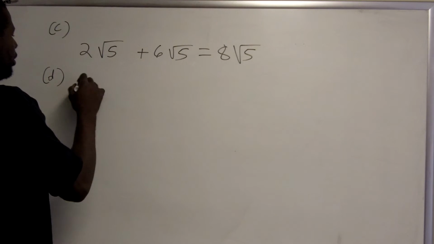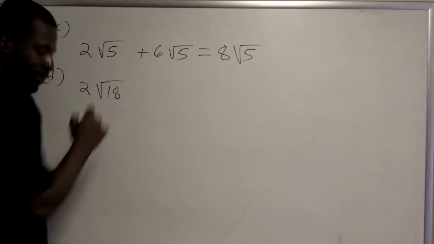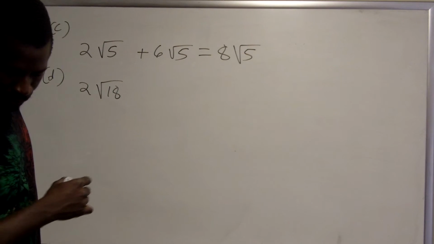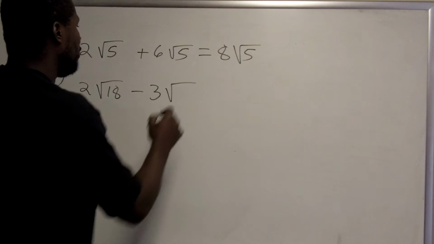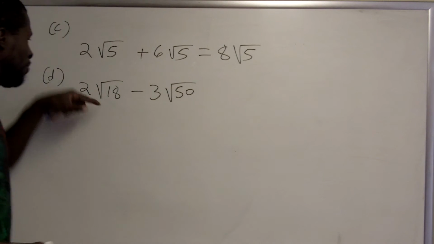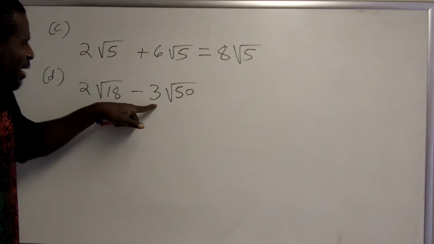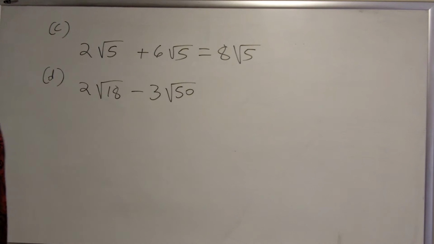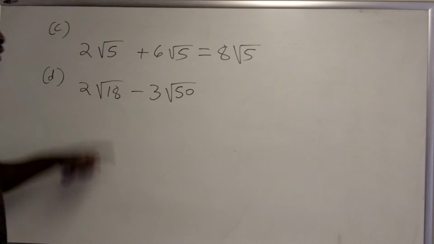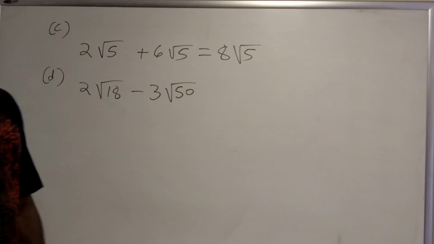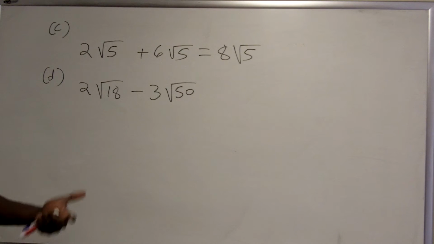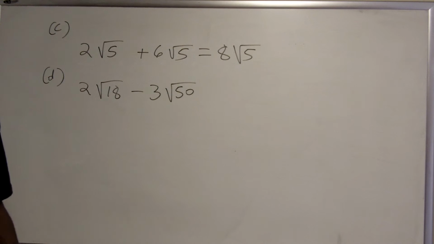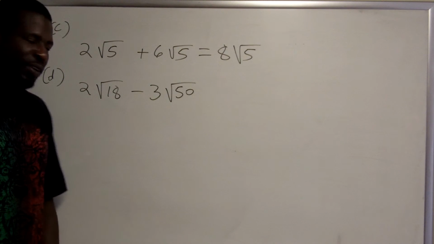Let's try 2 square roots of 18 minus 3 square roots of 50. Now we have 2 of these things and negative 3 of something that's completely different. So I can't do the same thing that I did up here, say, hey, I have 8 of those. I first would have to simplify each of these radicals to see if they become similar things. So that's what I'm going to do. I'm going to go through and simplify each radical.